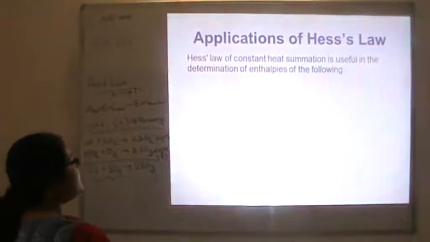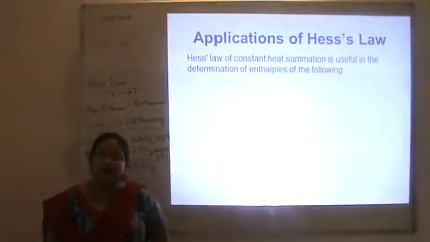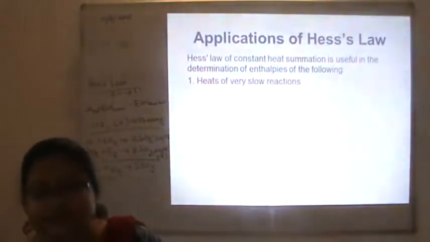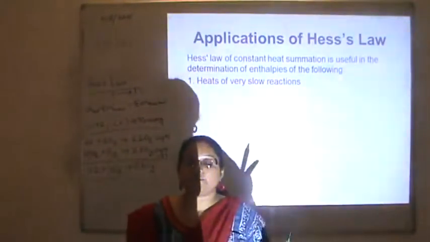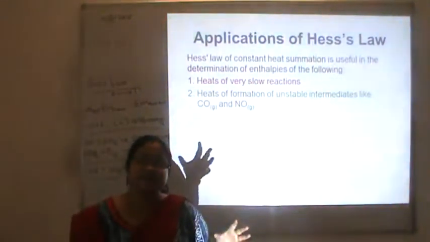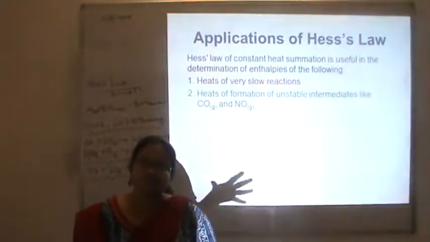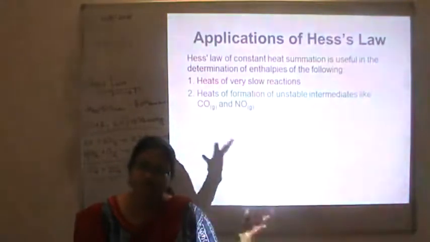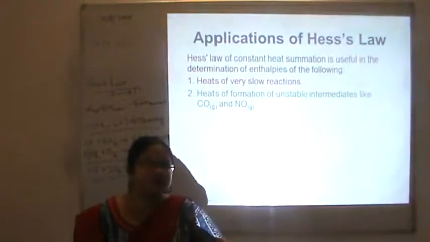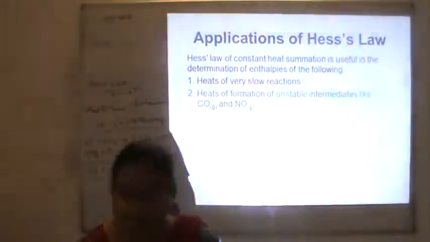Now what are the applications of Hess's law? Hess's law of constant heat of summation is useful in the determination of enthalpies of the following. Number one, a very slow reaction we can calculate by using Hess's law. Number two, heat of formation of unstable intermediates like carbon monoxide and nitric oxide, which we can't calculate directly because they are not formed in nature. They actually react further to form a more stable product, like carbon monoxide reacts with oxygen further to form carbon dioxide. The carbon dioxide is more stable than carbon monoxide.